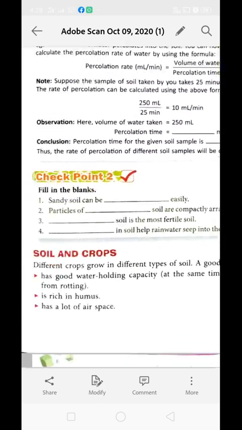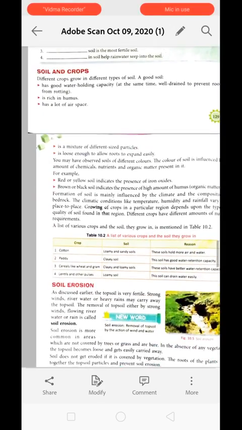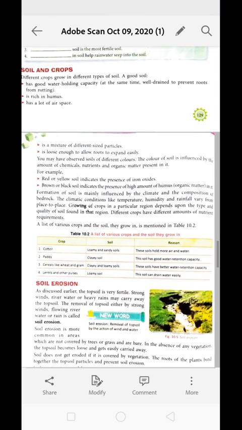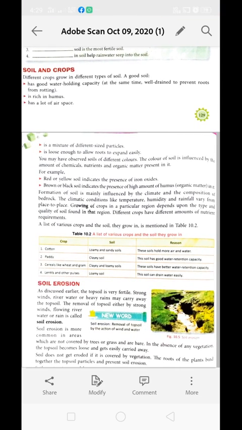Okay, next topic is soil and crop. Different crops grow in different types of soil. Not all the crops can be grown in a similar type of soil. Means some of the crops need sandy soil to grow, some of the crops need clay soil to grow, whereas some grow better in loamy soil.